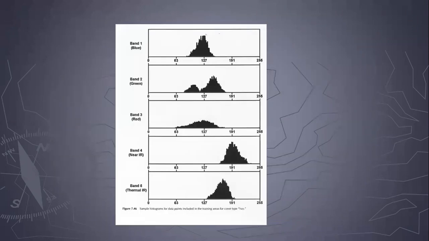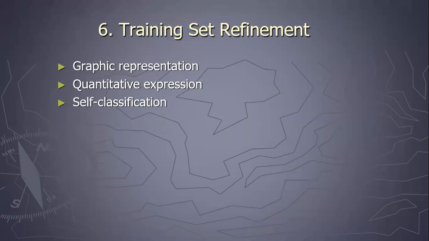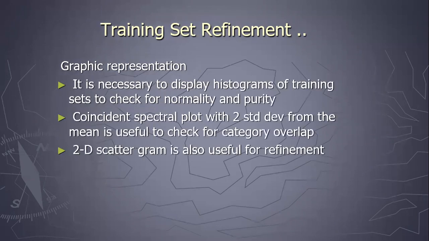So the next one is training set refinement. That is graphical representation. I will explain the concept of spectral curve not today, but in the next class. In this one, there is graphical representation of the training sample or training set, quantitative expression of the training samples, and self classification. So let us go through the concept of training set refinement.